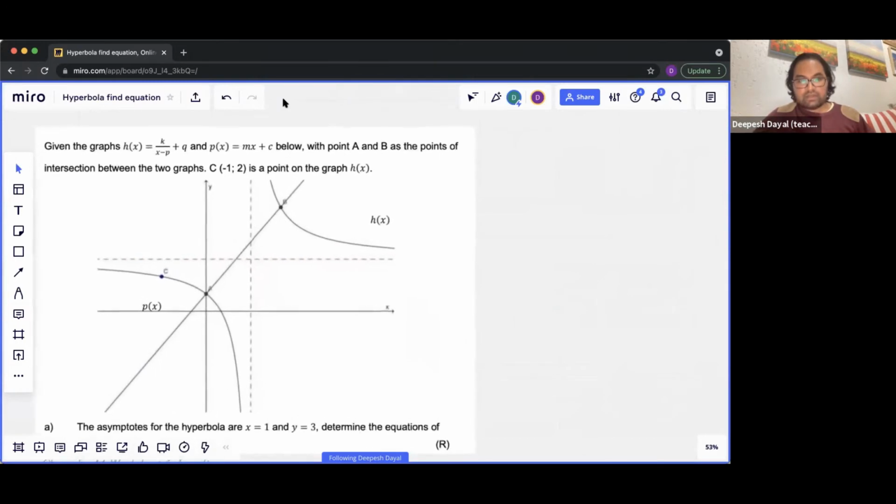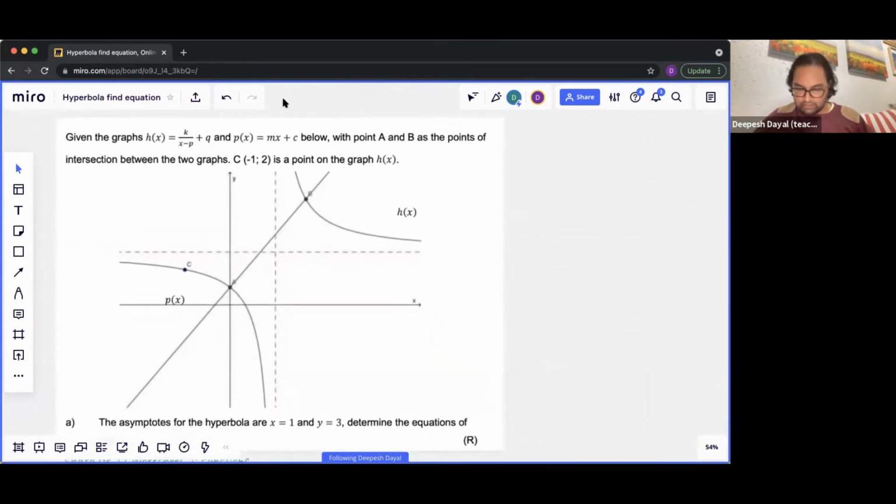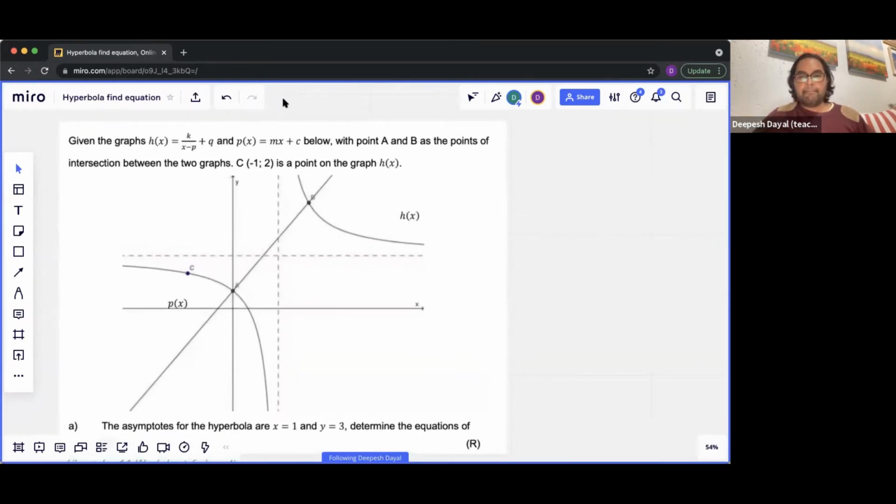What do we call these two graphs? What are they called? You can type in the chat. Let me know. What do we call them? We've got two graphs here. What are they called, Valerie?